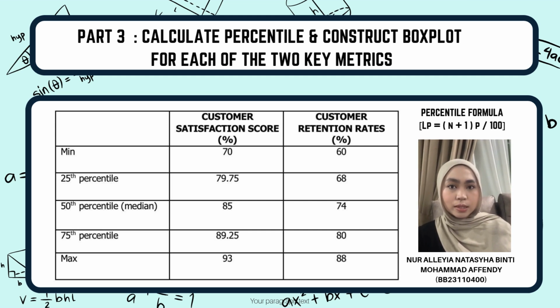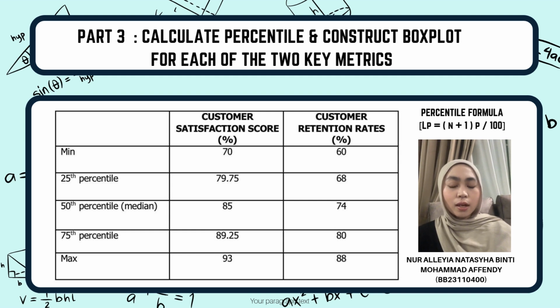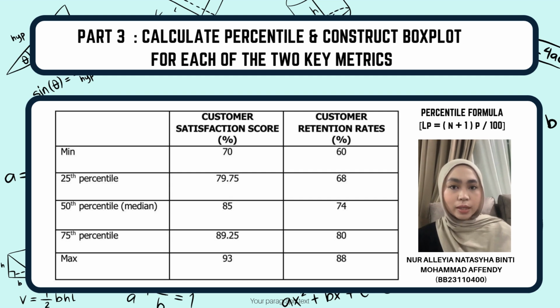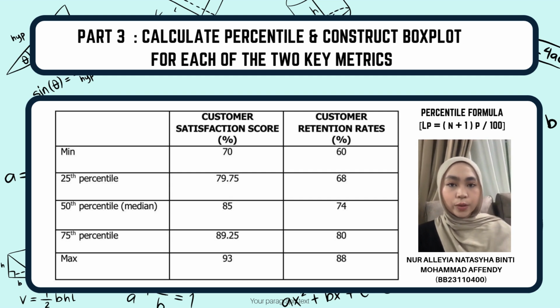I will be presenting the descriptive analysis results for our data set of 30 local businesses, focusing on two key metrics, which are customer satisfaction score and customer retention rate. Our goal is to explore how these two variables compare and interpret their distribution using percentiles, box plot, and interquartile range (IQR).